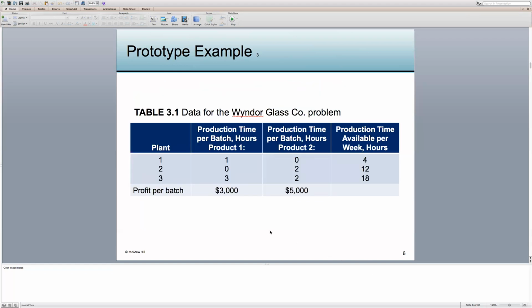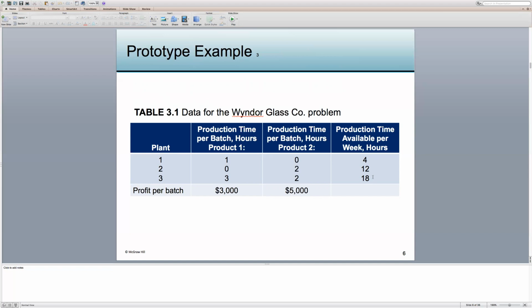So let's say here in this prototype example is the data. So this is the data for Winder Glass Company. 3 plants, 1, 2, and 3. In plant 1, 4 hours of work time are available. In plant 2, 12 hours are available. And in plant 3, 18 hours each week are available.